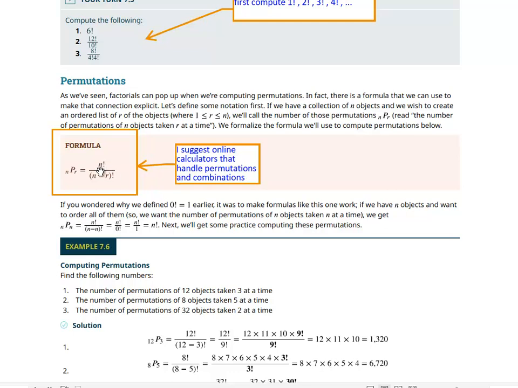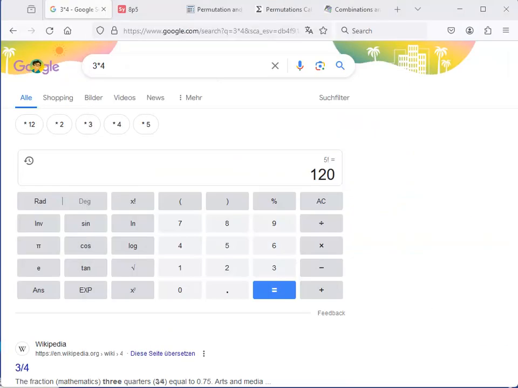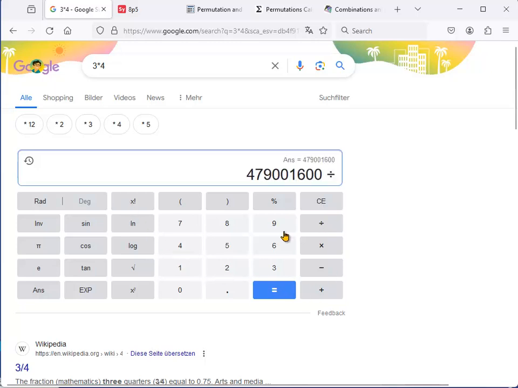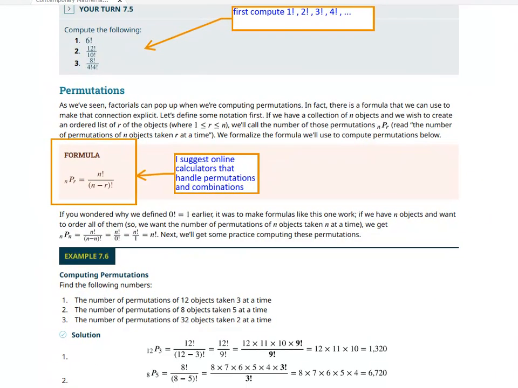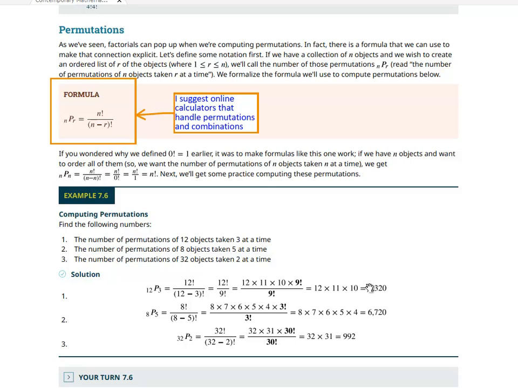So the n here would be 12 factorial, and then this here would be 12 minus 3 factorial, which they show here. So divide by 9 factorial. Now on the Google calculator, that can be easily done as well. So I'm going to do 12 factorial, which is a pretty big number. And I divide by, well, 12 minus 3 is 9, so I'm going to divide by 9 factorial, which makes the number quite a bit smaller, 1,320. And if you look at this one here, there it is, 1,320.